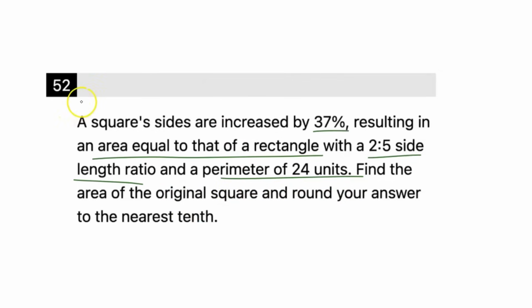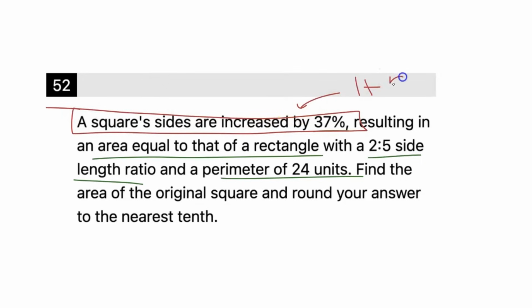So there's a lot to unpack here. The first thing I'm going to do is focus on this first part. The square's sides are increased by 37%. When we see a percent increase, we use the formula 1 plus r over 100. In this case, r is our 37, so 1 plus 37 over 100 gives us 1.37. This serves as our scale factor. We can apply the scale factor to the side length of the square to find the length of the new side. Let's say we represent the original square side as s. Then we apply 1.37 as the coefficient, and now we have the new side length of our new square.